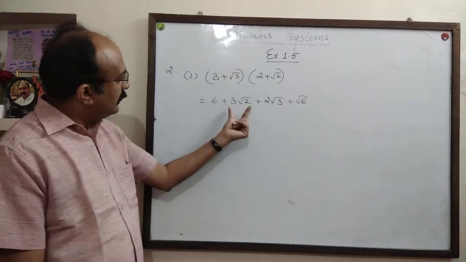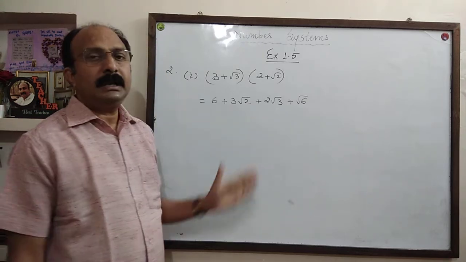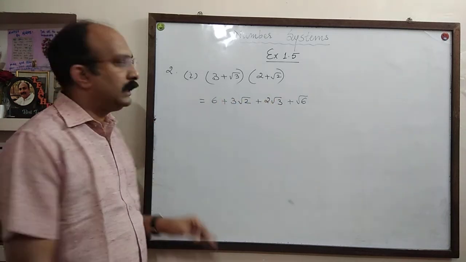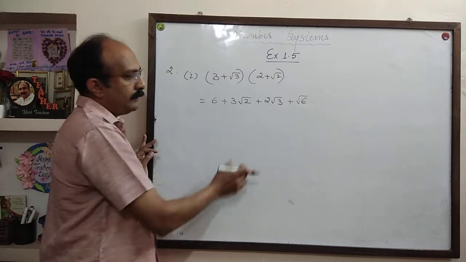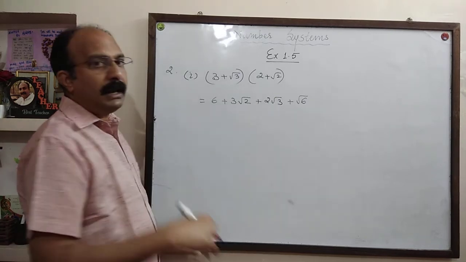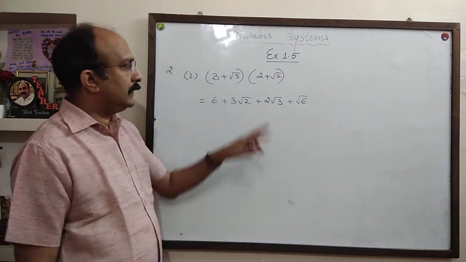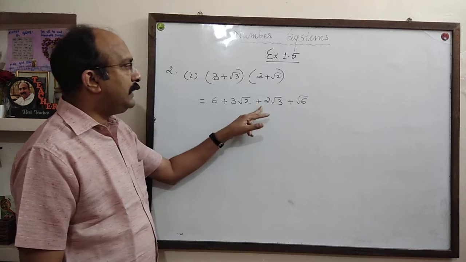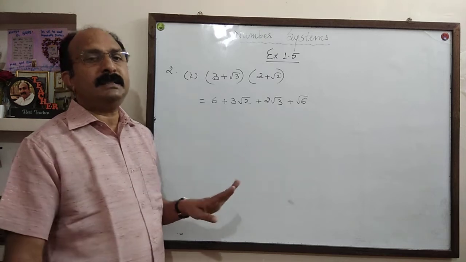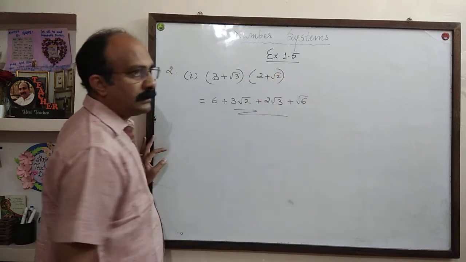Now see the next step. We have a 3 root 2 term, 2 root 3 term. These two terms cannot be added because here we have root 2 and here we have root 3. It is just like x and y. X term and y term cannot be added. So a root 2 term can be added or subtracted only with another root 2 term. Similarly, a root 3 term can be added or subtracted only with another root 3 term. Otherwise, it will remain separated. So no more simplification is possible now. So this is the answer.